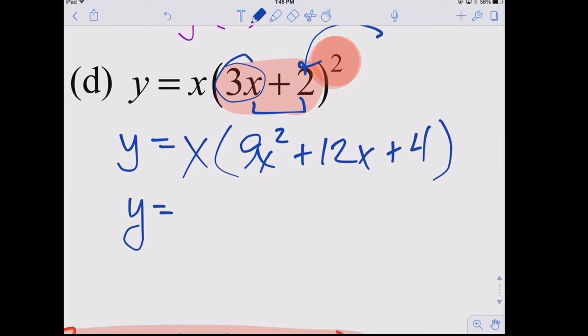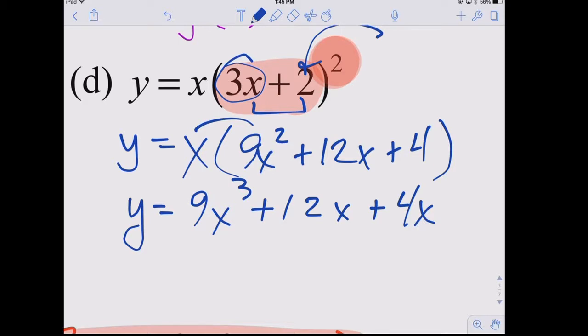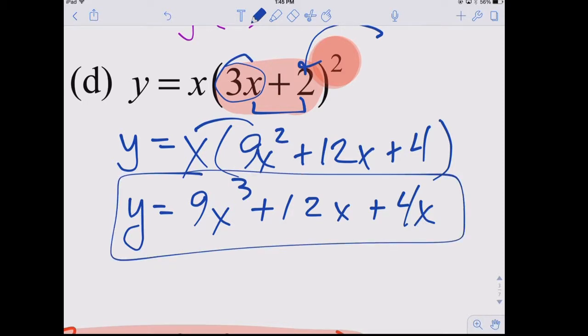And now I can distribute the x because that's multiplication. So we get 9x cubed plus 12x squared plus 4x. And oh my gosh, I've worked hard, I'm tired. That must be the answer. Right? I've done some math. That must be the answer. That would be an answer choice on the test. What have we forgotten to do?